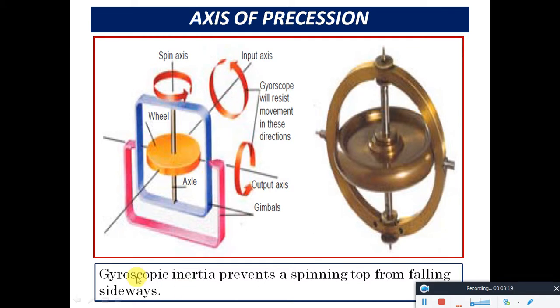So this gyroscopic inertia prevents a spinning top from falling sideways. It would be rotating at a constant speed, or in a constant direction about a certain axis, but it will maintain its inertia and will not move sideways. So it will keep its motion constant and secure.